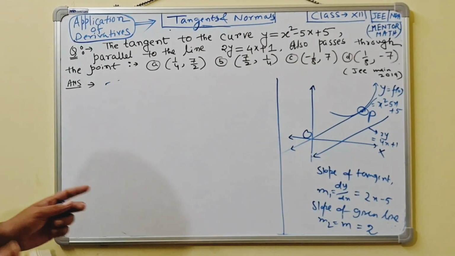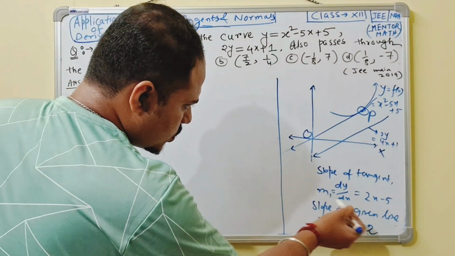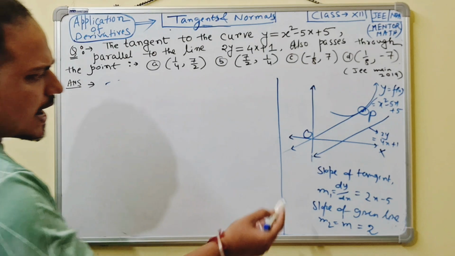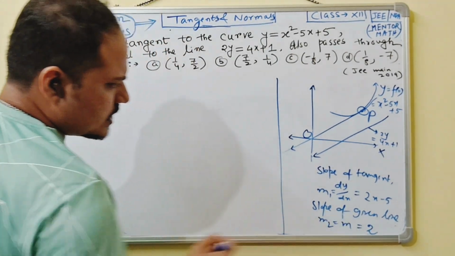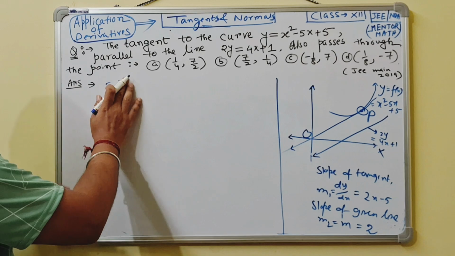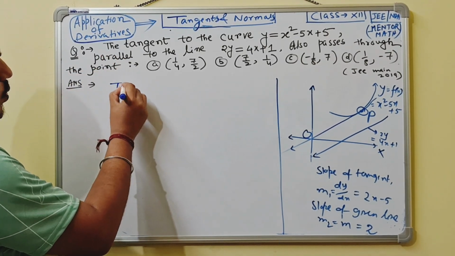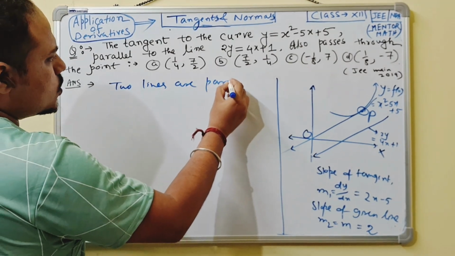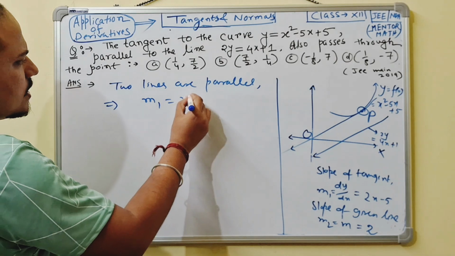Next. Now you found that already, that is slope of tangent, let us take m1, dy dx equal to 2x minus 5, and now comes to your slope of given line, let us take m2 is equal to 2. So now from straight line chapter, you know that if two lines are parallel, their slopes are equal. That means you can write m1 is equal to m2.